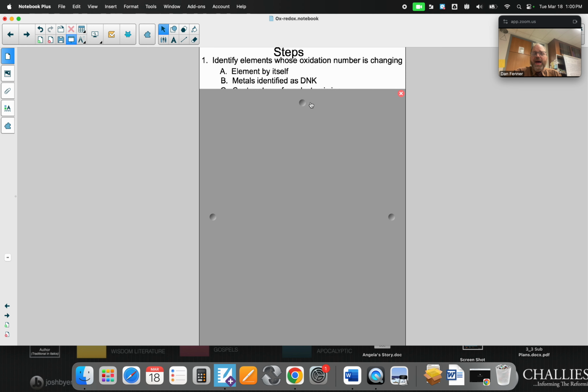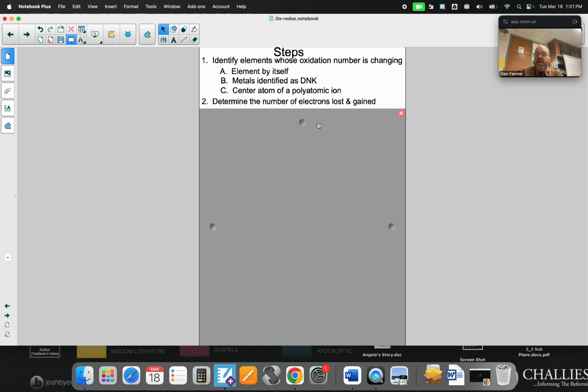If it's not that, we're going to look at the metals we don't know. In other words, not an alkali metal, which is +1, not an alkaline earth metal, that's +2, not silver, zinc, or aluminum, +1, +2, +3. Any other metal that's not one of those, we're going to go to that. The third one is the center of a polyatomic ion. We'll look at the center atom of the polyatomic ion in that way.